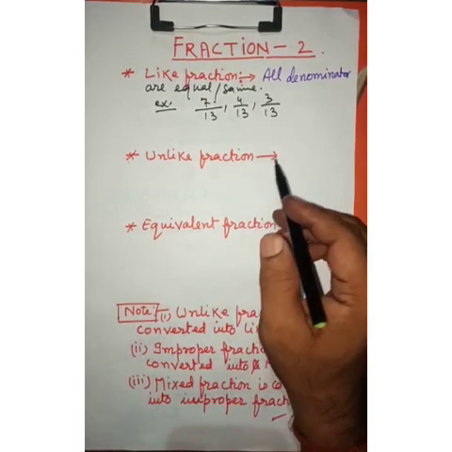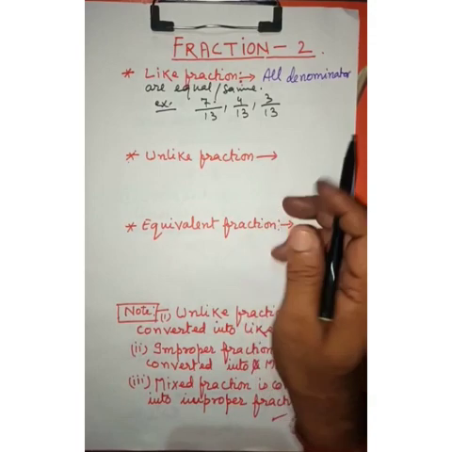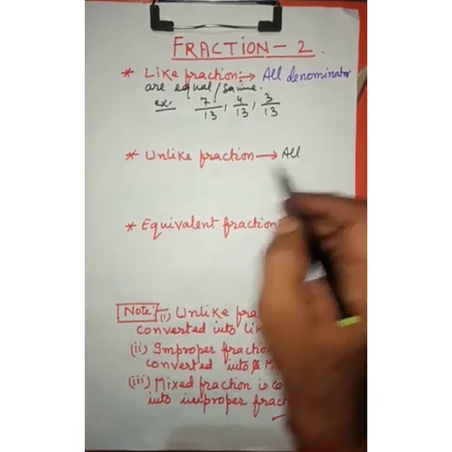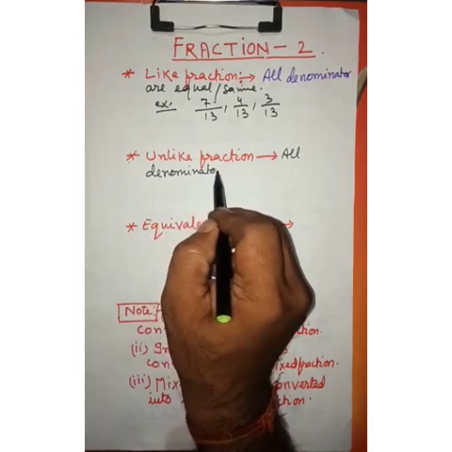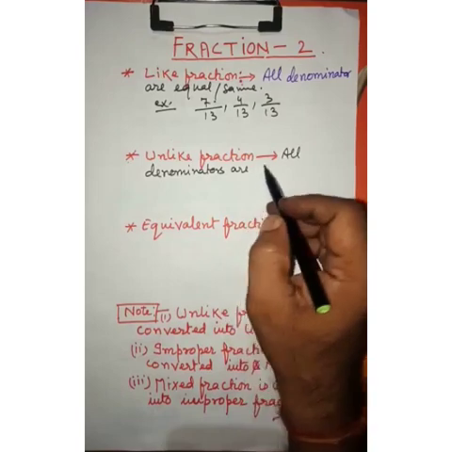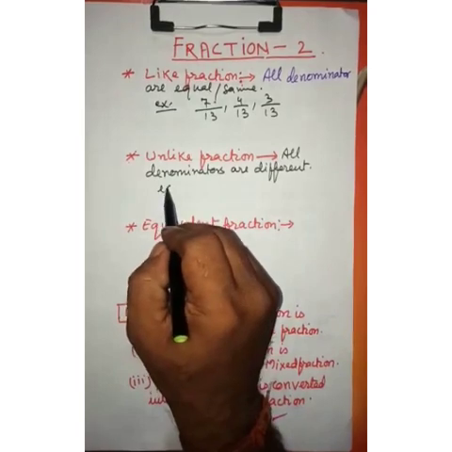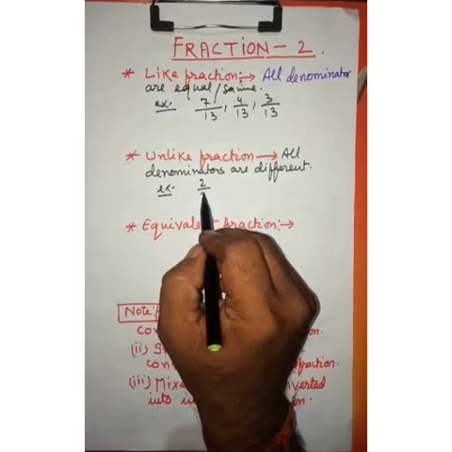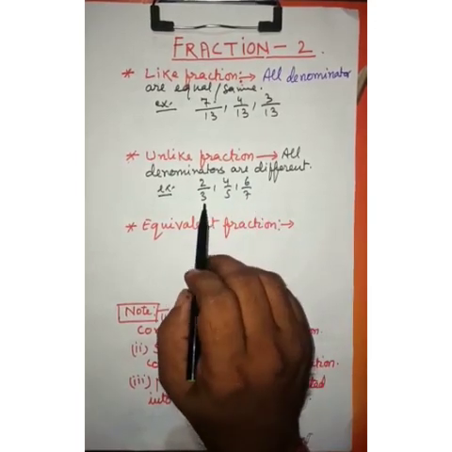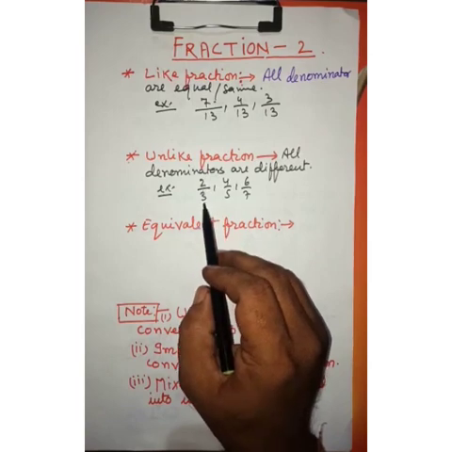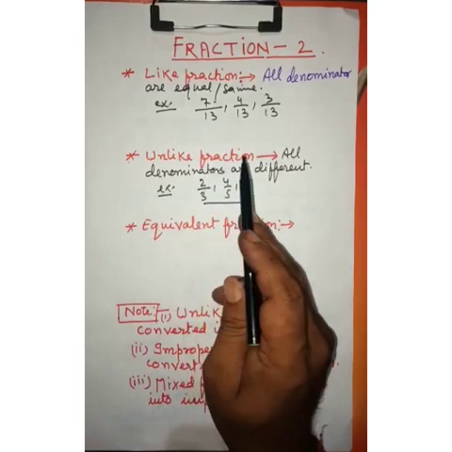Unlike fraction, in this fraction what happens? All denominators are different. For example, 2 by 3, 4 by 5, 6 by 7. See, in unlike fraction all the denominators are different, but in like fractions all the denominators are equal.